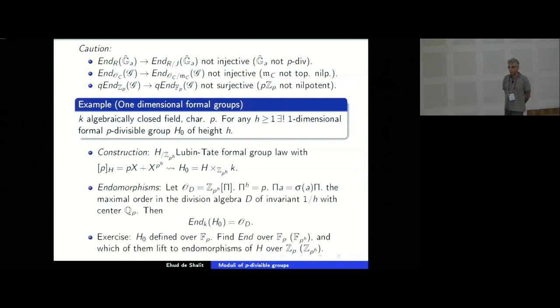How about endomorphisms? If you accept what I just said about how to construct it, then the Lubin-Tate formal group law over Z_p^h has Z_p^h as endomorphisms, so the reduction, of course, inherits these endomorphisms. It also has the Frobenius of degree p, the absolute Frobenius, because it's somehow defined over F_p. You do not need F_p^h to define it.